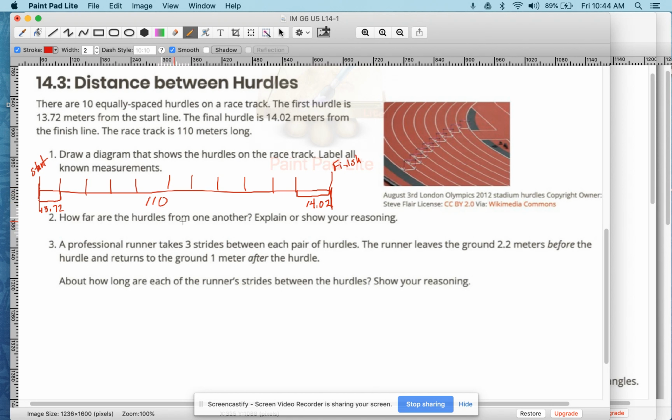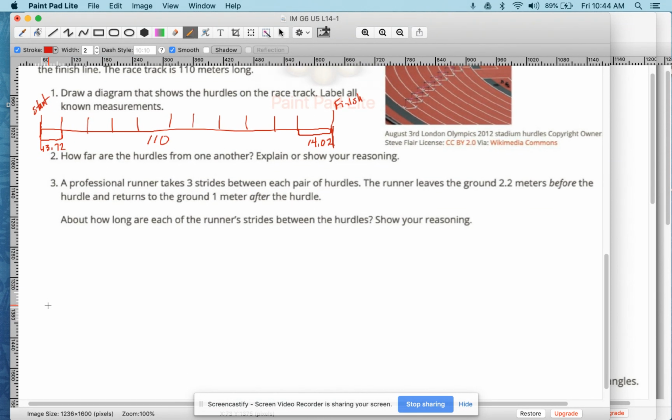And they want to know how far are the hurdles from each other and explain how you know. Well, they said the hurdles are equally spaced aside from this one and this one. So the first thing I want to do is get rid of this amount and this amount to find out how I can divide this up equally. So I'm going to use my space down here to work. I have 110.